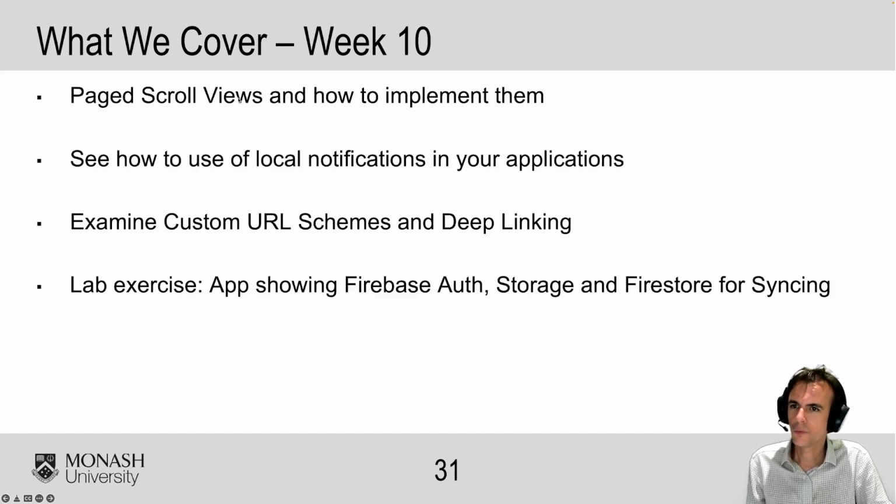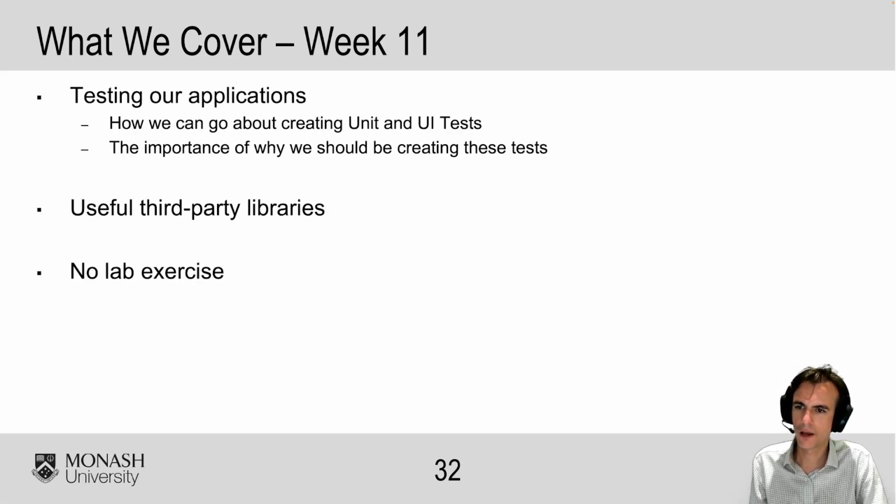In week 10, we introduce page scroll views. We also show how we can use notifications, local notifications on the device, and use deep linking to directly access particular parts of the app. And for this week, we extend on some of the previous work and show how we can use Firebase Auth, storage and Firestore for syncing, which is something that many users use in their assignment apps.